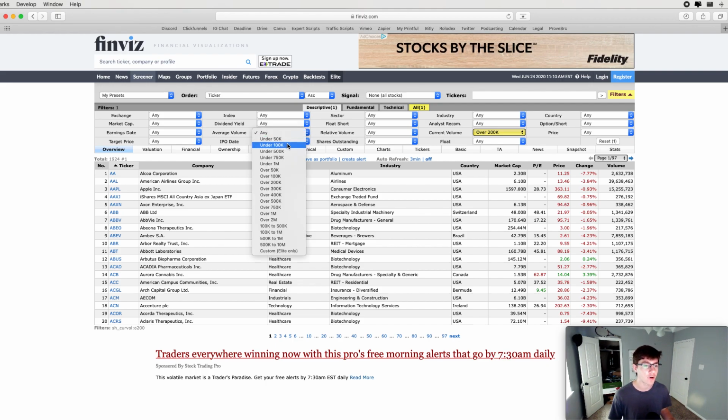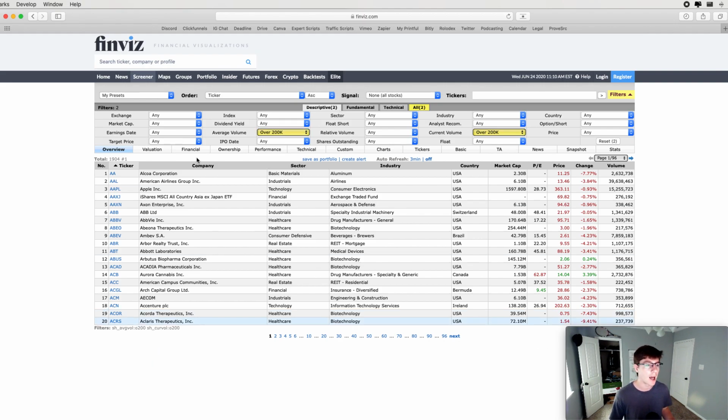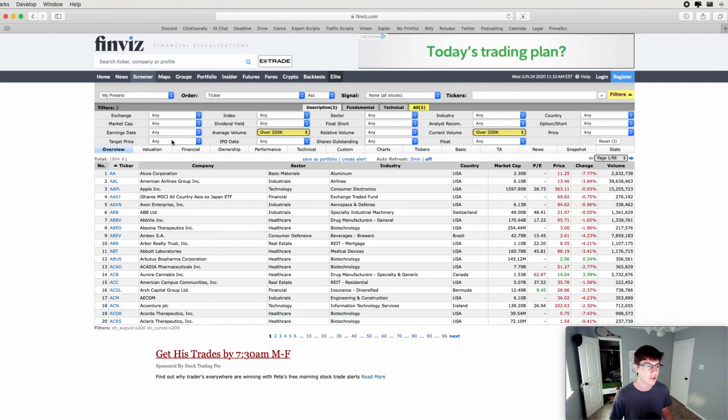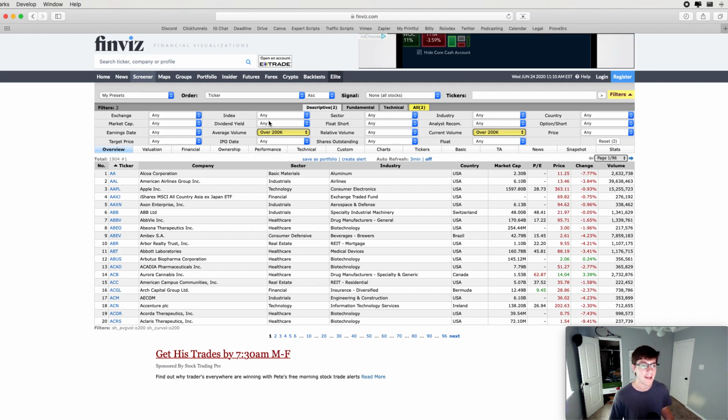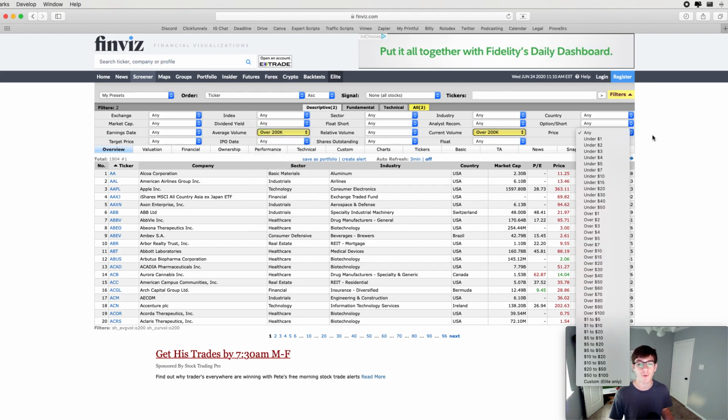And then average volume, we can also adjust that about the same. It doesn't really matter. And so we can have a target price if we want, a dividend yield if we want our stock to have a dividend, but all those things I'm going to ignore right now.